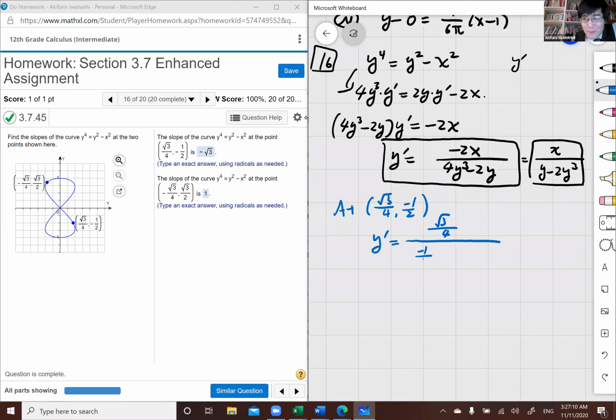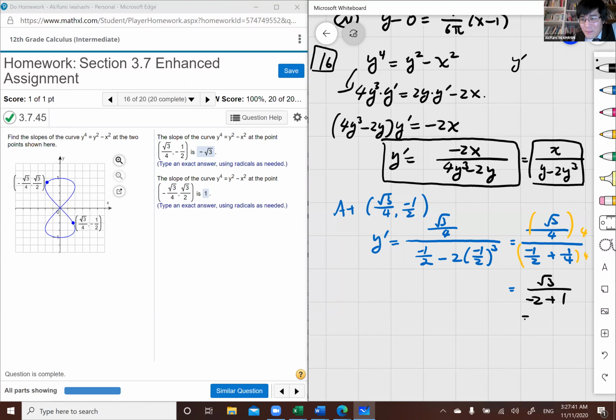So negative 1 over 2 minus 2 times negative 1 over 2 cubed, which is square root of 3 over 4 over negative 1 over 2. Negative, it's going to be positive 1/4. Multiply top and bottom by 4 to simplify the mixed fraction. You want to get square root of 3 over negative 2 plus 1, which is negative square root of 3. Okay, so that's the slope, the y dash, at this point.